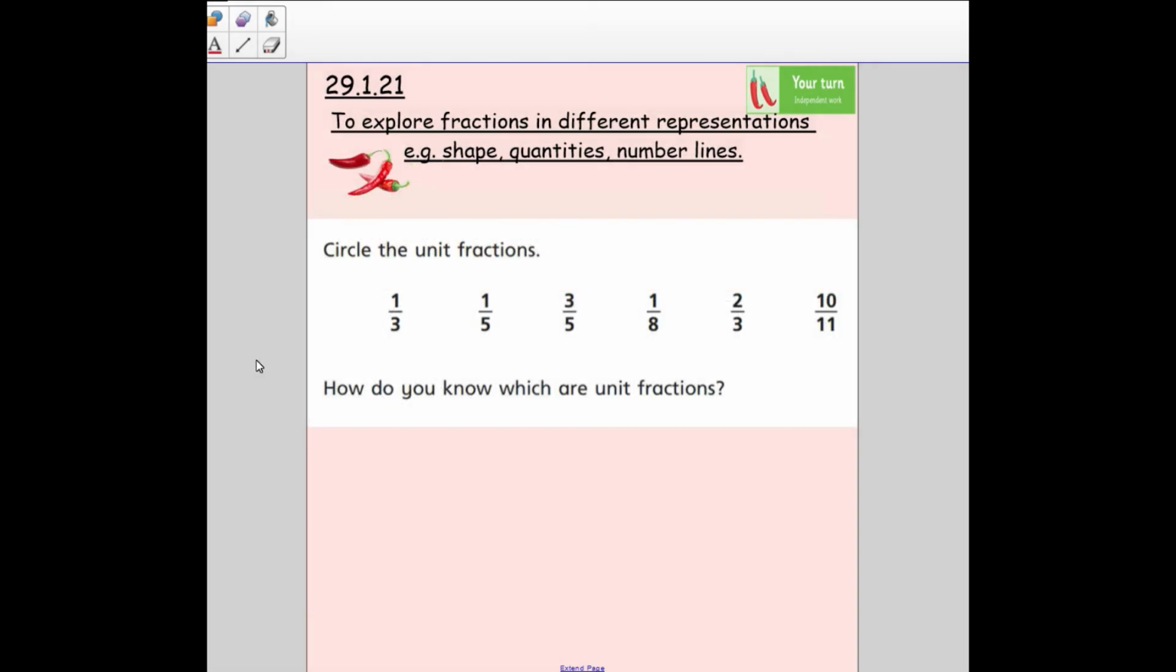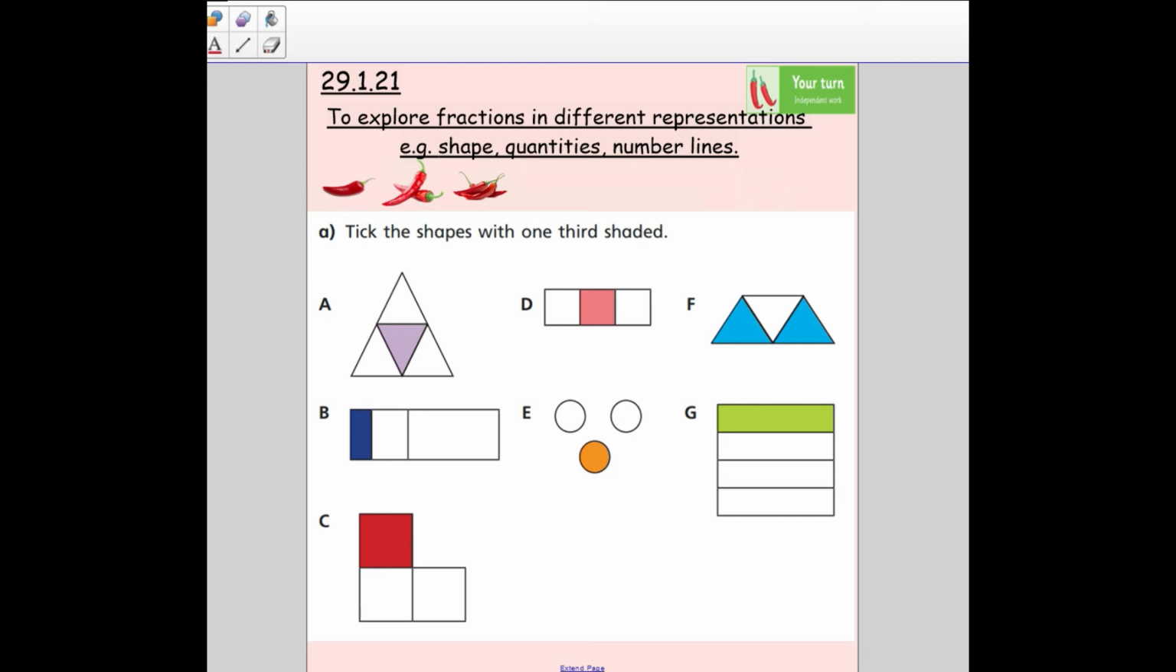This question is suitable for chili 1 and 2. Circle the unit fractions. How do you know which are the unit fractions? Pause the video and have a go now. This question is suitable for chili 1, 2 and 3. Tick the shapes with 1/3 shaded. Pause the video and have a go now.